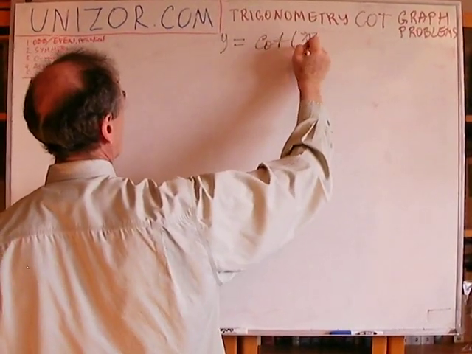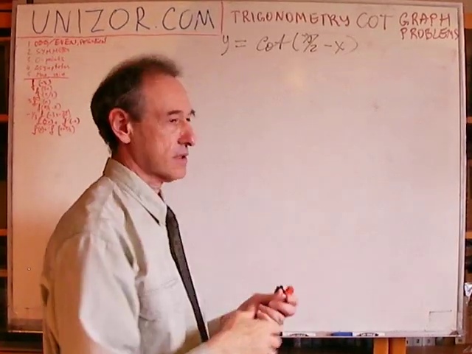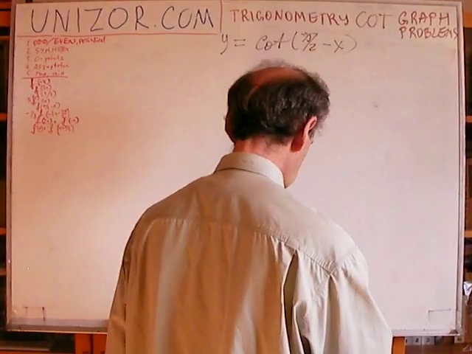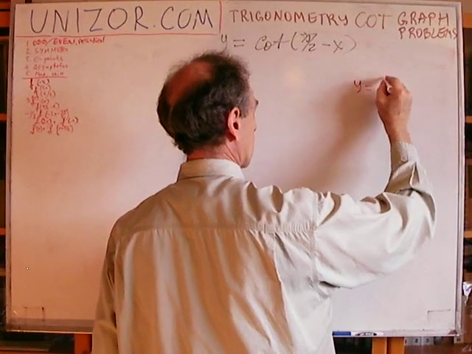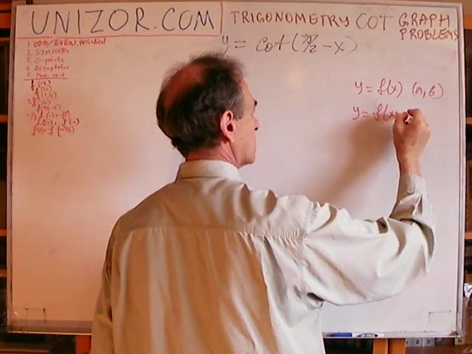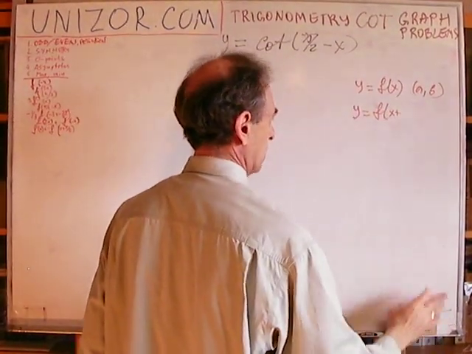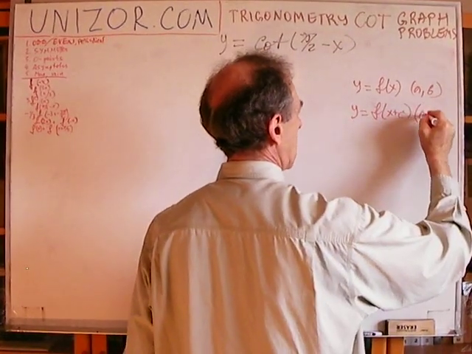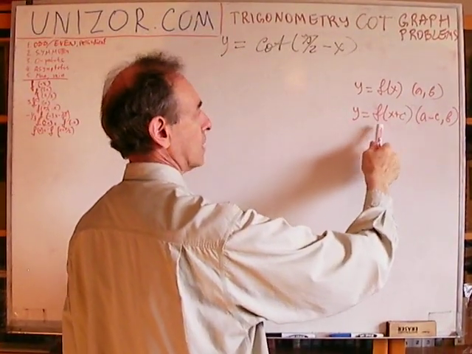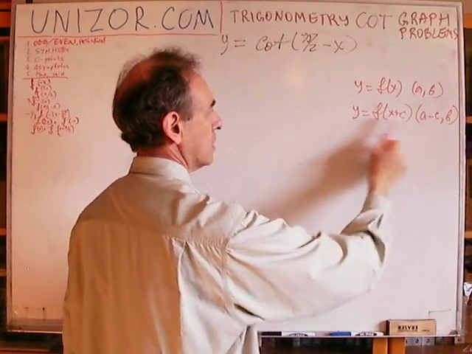Cotangent of pi over 2 minus x. The easiest way to approach problems like this is the following. From the general function theory, you know that if you have a graph of a function and a point a, b on this graph, then the graph of this function plus some constant c would contain the point a minus c, b, right? Because if you substitute a minus c instead of x, you would have a minus c plus c, which is a, and you know that f of a is b, so this would be an equality.